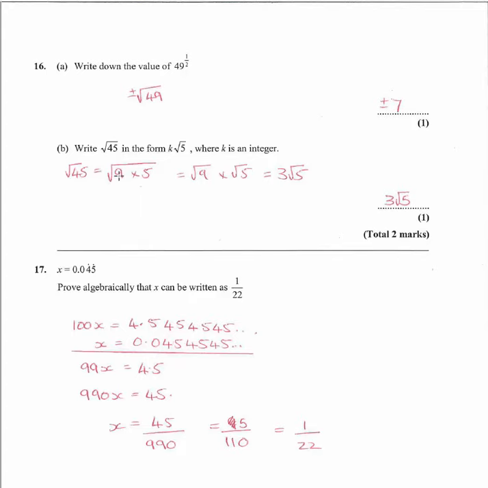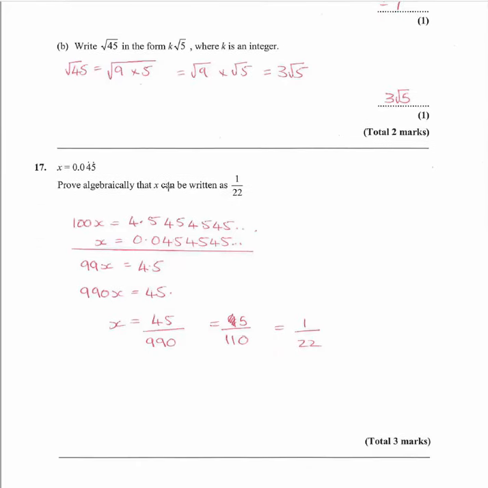The reason is the next bit. If you've got two numbers being multiplied together and you're square rooting it, you can split them apart as individual square roots. So the square root of 9 times 5 is the same thing as the square root of 9 times the square root of 5. I did that because I can find the square root of 9, since 9 is a square number, and the square root of 9 is 3. So I can write this as 3 root 5. That's what I needed to do: something in the form k root 5.